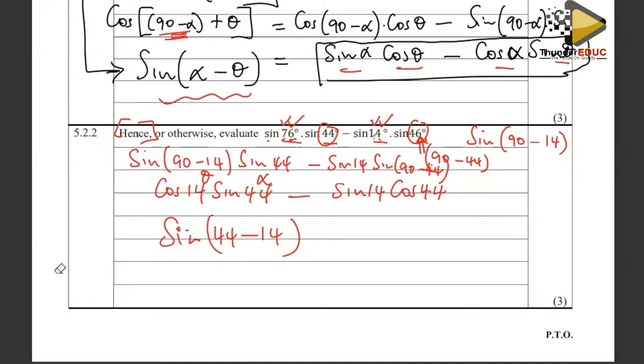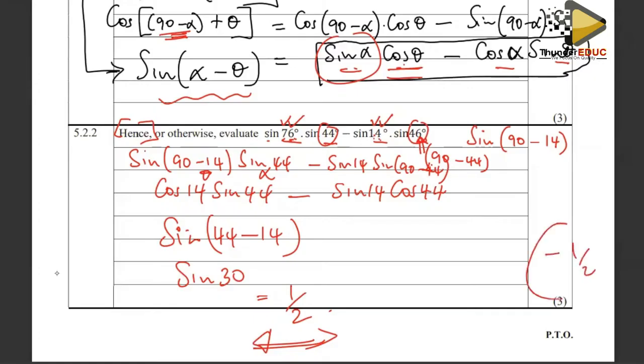Okay, so if I look at the way the question was presented, the sine comes first and then the cos, meaning that the 44 is the alpha, then that is the theta. So 44 minus 14 gives me a sine of 30, and that becomes a half. I believe if somebody had switched them around, you were going to get a negative half. But I would go with a half as my final answer.